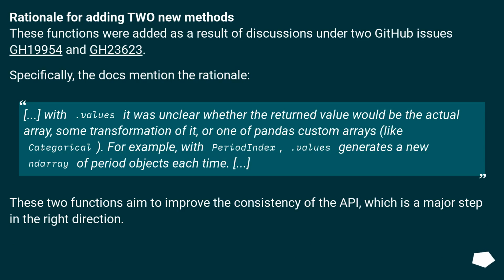Specifically, the docs mention the rationale with .values: it was unclear whether the returned value would be the actual array, some transformation of it, or one of Pandas' custom arrays, like Categorical. For example, with PeriodIndex, .values generates a new ndarray of Period objects each time. These two functions aim to improve the consistency of the API, which is a major step in the right direction.